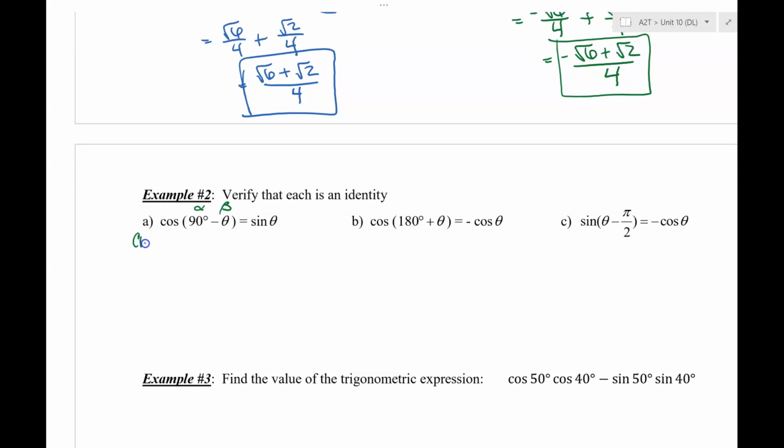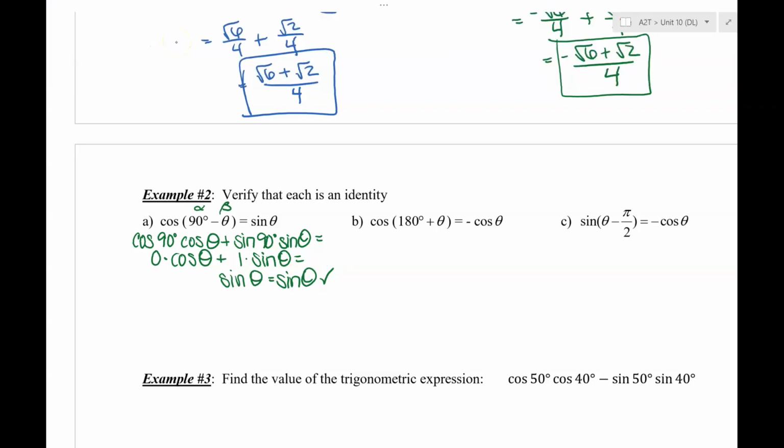So I'm going to say that the cosine of 90 times the cosine of theta, cosine changes, so it's plus the sine of 90 and the sine of theta. Cosine of 90 degrees is 0, so 0 times cosine of theta plus sine of 90 is 1 times the sine of theta. Right away I can see that we have proved it. Nicely done.